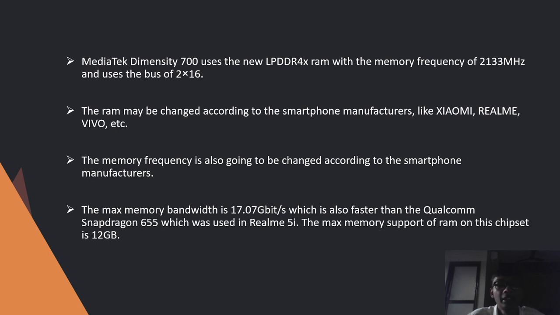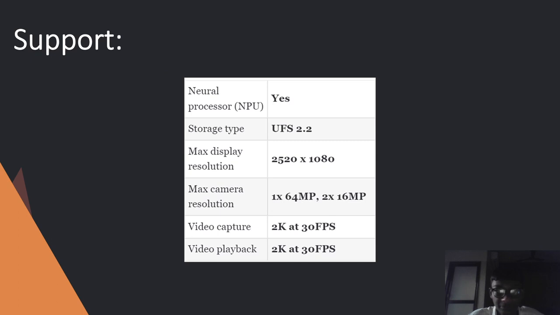MediaTek Dimensity 700 uses a new LPDDR4 RAM with a memory frequency of 2133 MHz and uses a bus of 2 x 16. The RAM may be changed according to the smartphone manufacturers like Xiaomi, Realme and Vivo. The memory frequency is also going to be changed according to the smartphone manufacturers. The max memory bandwidth is 17.07 Gbps, which is also faster than the Snapdragon 655 which was used in Realme F5. The max memory support of RAM on this chipset is 12 GB.